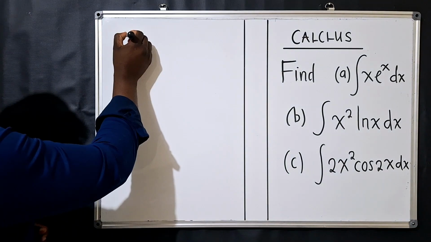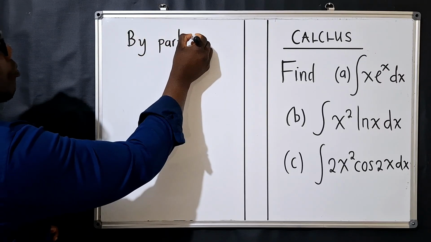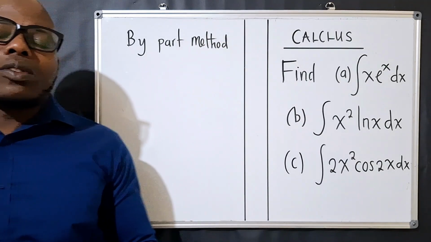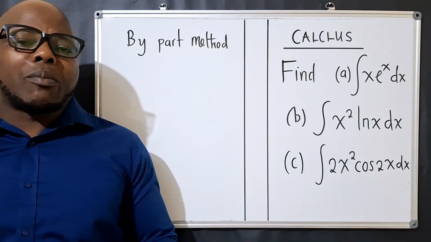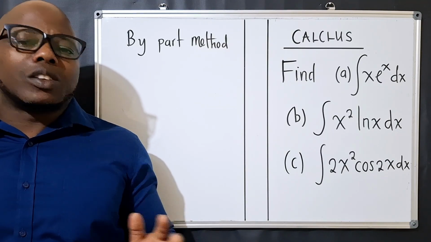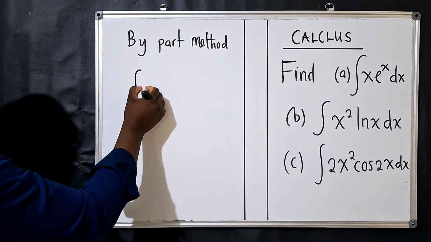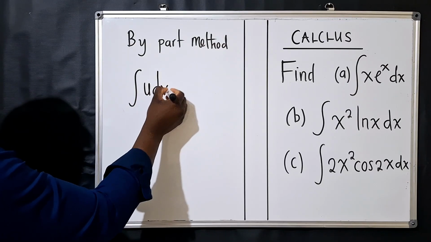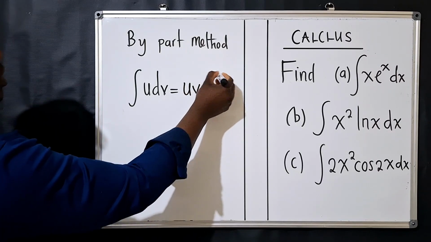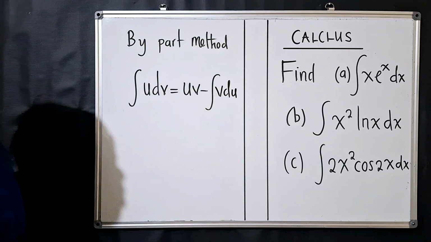So this is the by-part method. Now, what are some of the things that you need to know when it comes to the by-part method? First thing, you need to know the formula. So the formula will look like this: the integral of u dv is equal to uv minus the integral of v du. Like this. This is the formula.